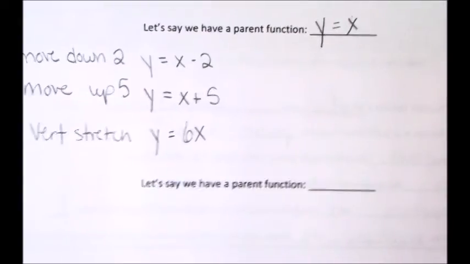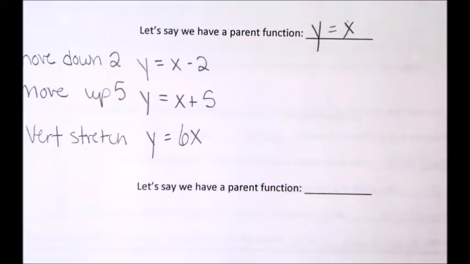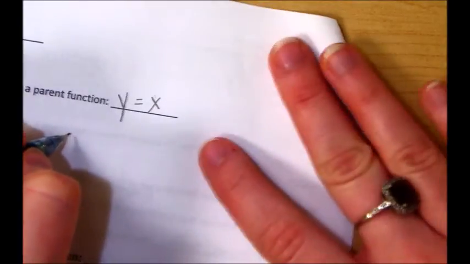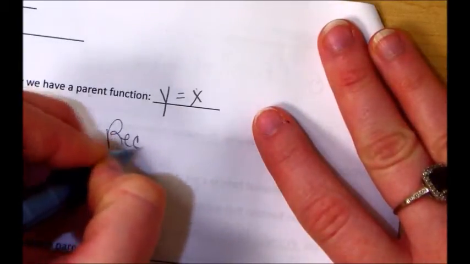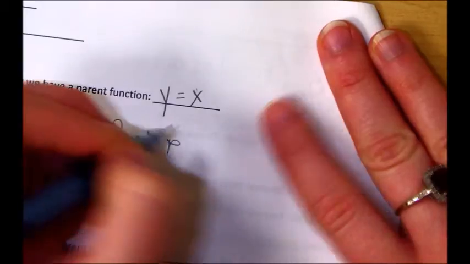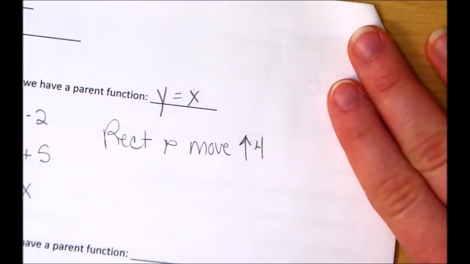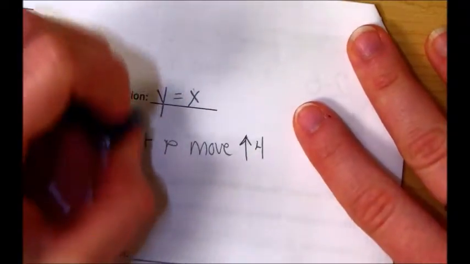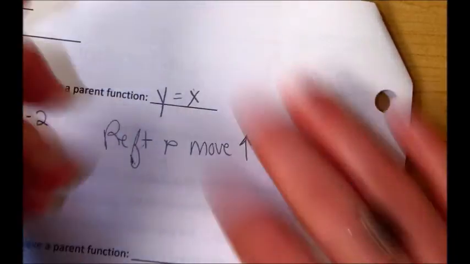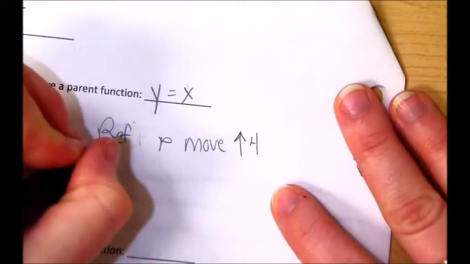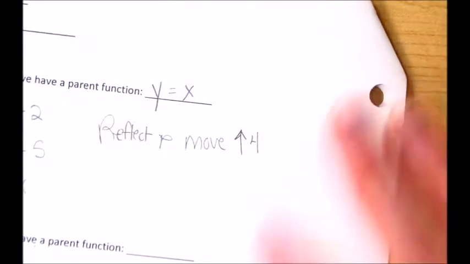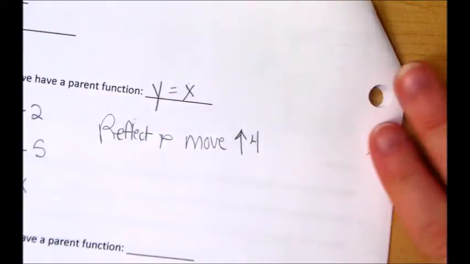Let's do one other thing. Let's reflect it and move it. So let's go ahead and reflect it, and let's move it up 4 units. Oh, I don't know why I wrote reflect. That's what I wanted it to be. Oh my, that was really bad, guys. Sorry. We're going to reflect it and move it up 4 units.